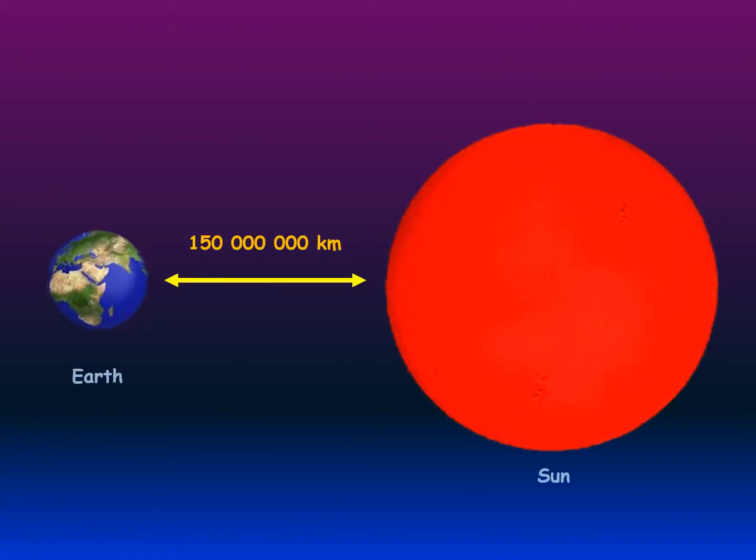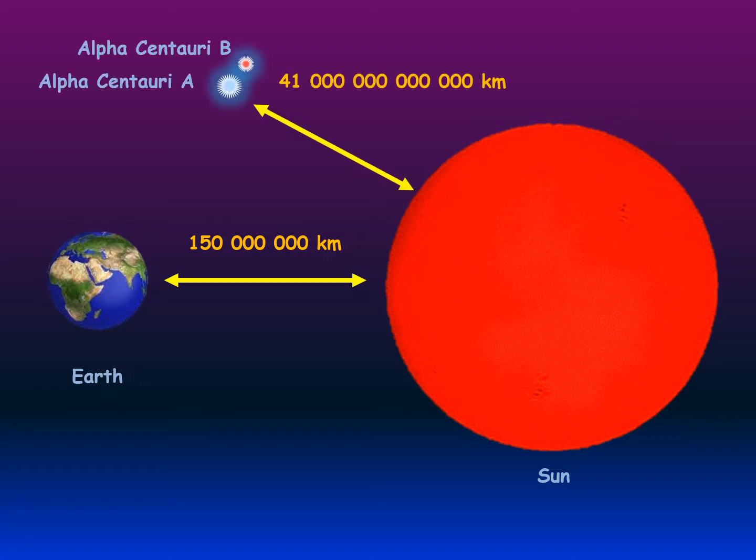Stars are very far away. Our closest star is our Sun, which is approximately 150 million kilometers from Earth. The next closest star to Earth is Alpha Centauri, which is billions of kilometers from our Sun.